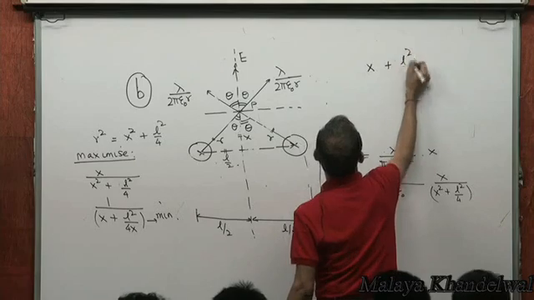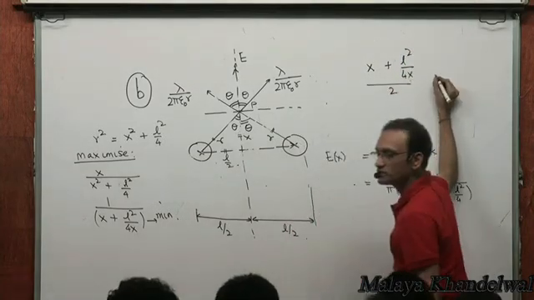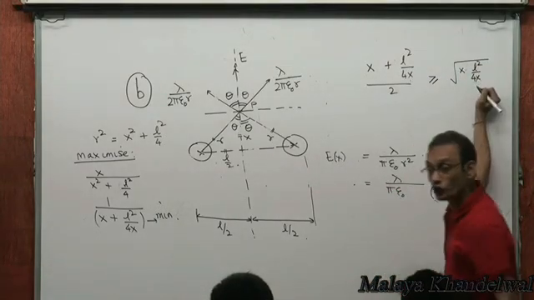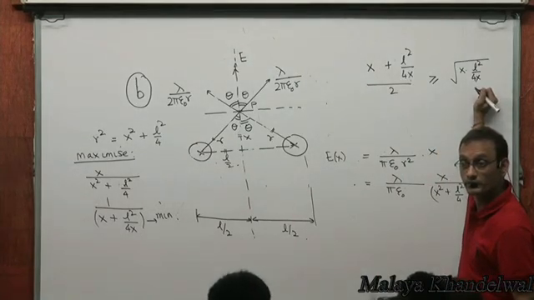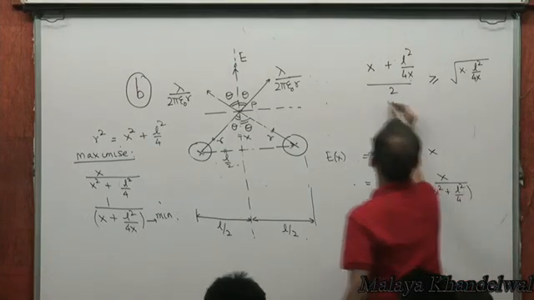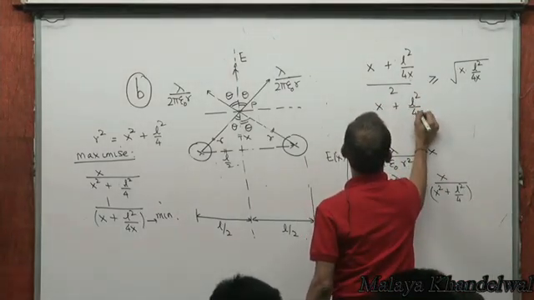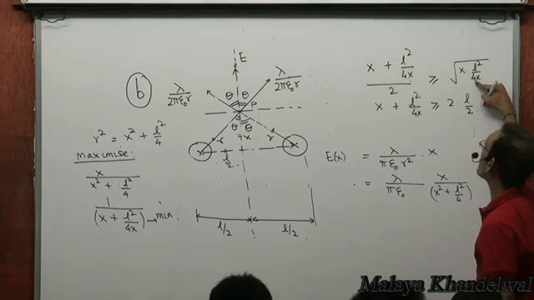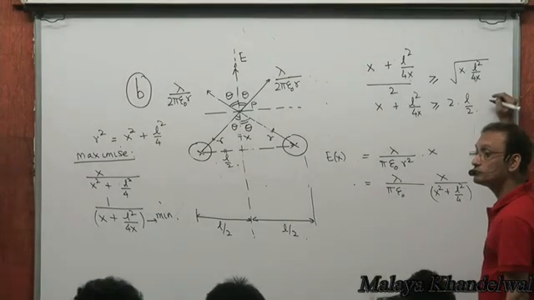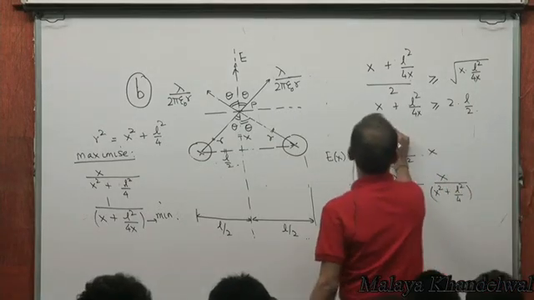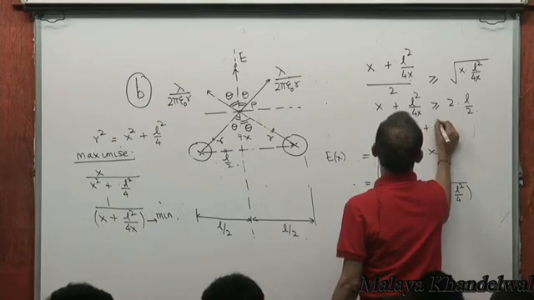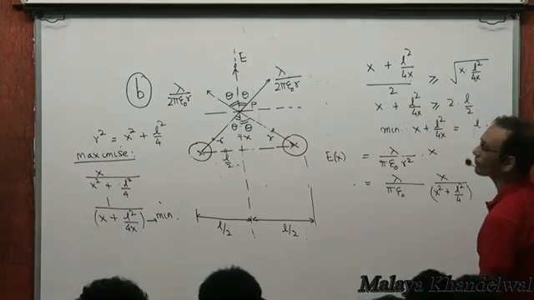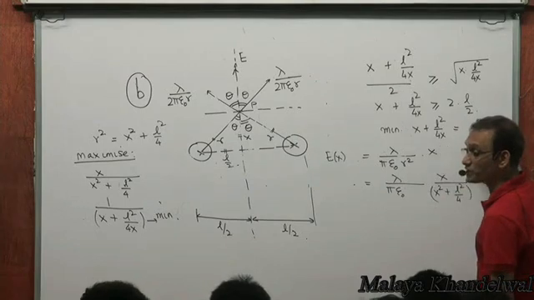Now x plus L squared by 4x. The arithmetic mean of these is greater than or equal to the geometric mean. AM greater than or equal to GM. Right? That means x plus L squared by 4x must be greater than or equal to 2 times L by 2. Yes or no? Isn't it? That means the minimum value of x plus L squared by 4x will be equal to L. This is the minimum value, yes or no? This is the minimum value of this expression, equal to L.